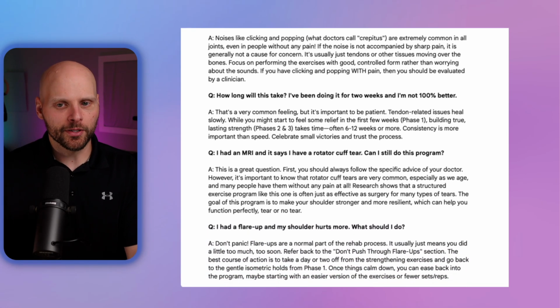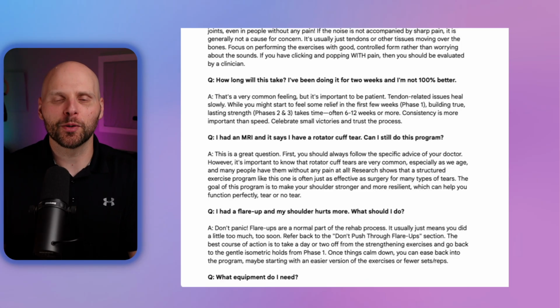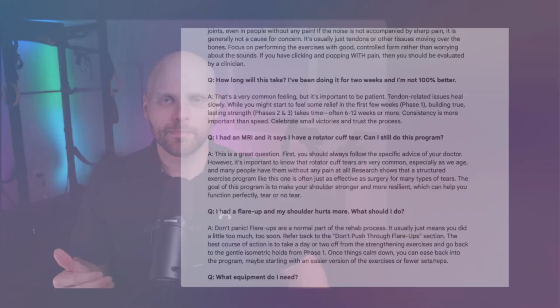As I mentioned before, how long will it take? I've been doing this for 2 weeks and I don't feel any better. I see it all the time. Unfortunately, patients will go to their primary care doctor and then get referred to me. They did physical therapy for 2 weeks and say, hey, I'm not better. I want an injection or something. And I have to have a talk with them saying, hey, I wouldn't expect you to be better in 2 weeks. That's not the case.